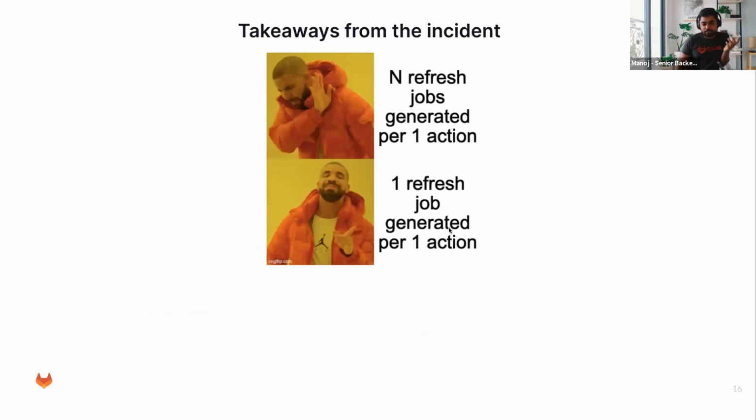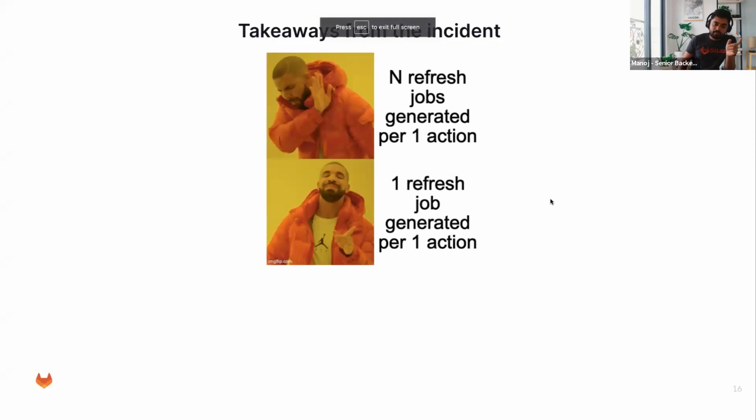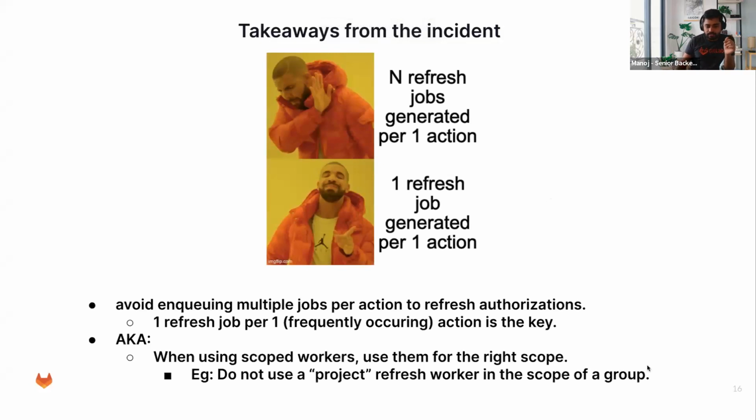The takeaway from this incident is to never have n refresh jobs being generated from one action. If you have one refresh job generated for one action, that is correct. So the takeaway here is, when using scoped workers, use them for the right scope. Where we went wrong is, we had a project scoped worker, but then we started using it for an action that takes place in the scope of a group. That should not happen. We should scope it correctly and also use it for the right scope.